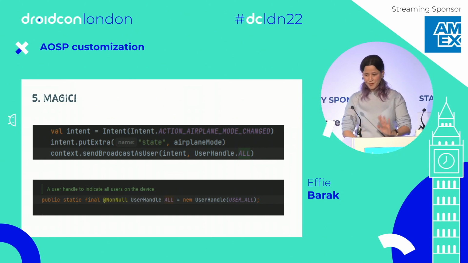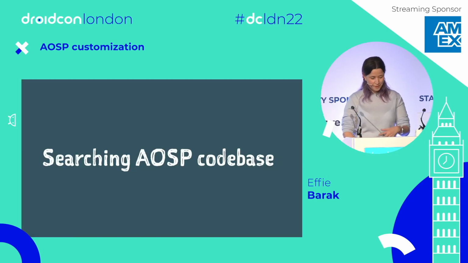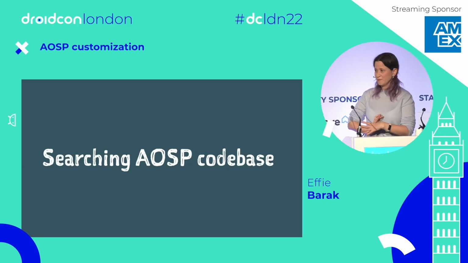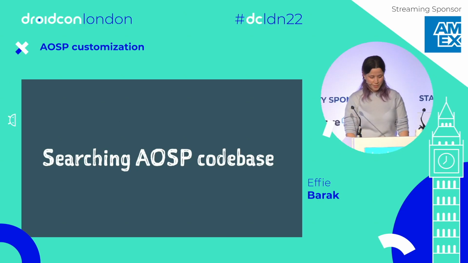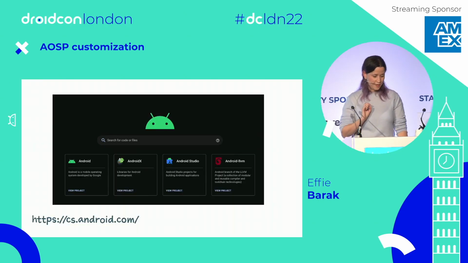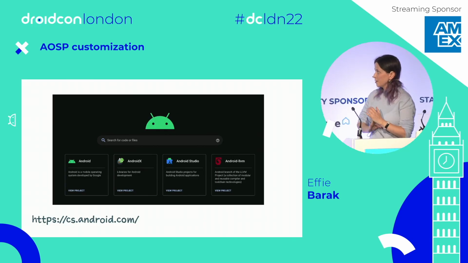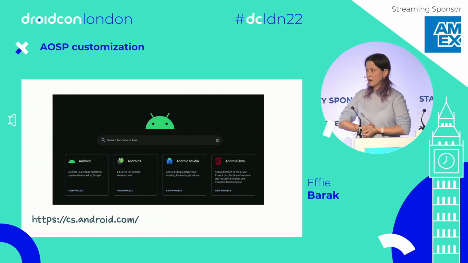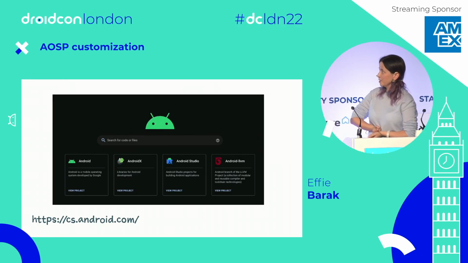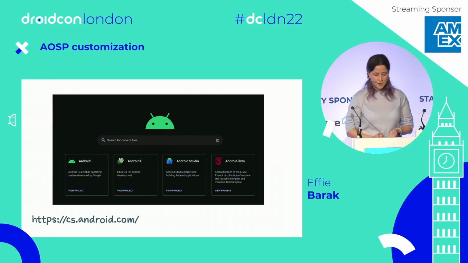All right, very last thing. Very last thing, and it's the most useful thing to have in your toolbox when you build for AOSP, is searching the AOSP codebase. Go to cs.android.com, and search anything, any file name, any particular thing you want to know. Oh, you want to know how Google sets airplane mode in their settings app? You can find it here.